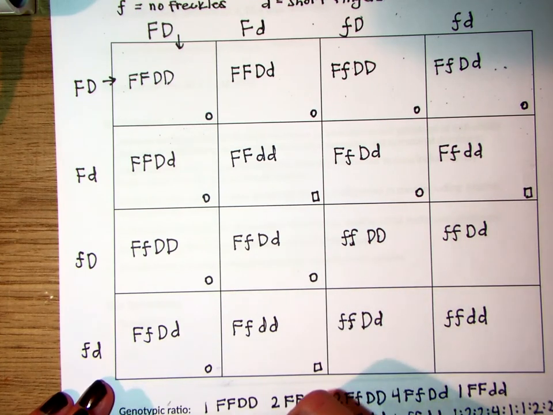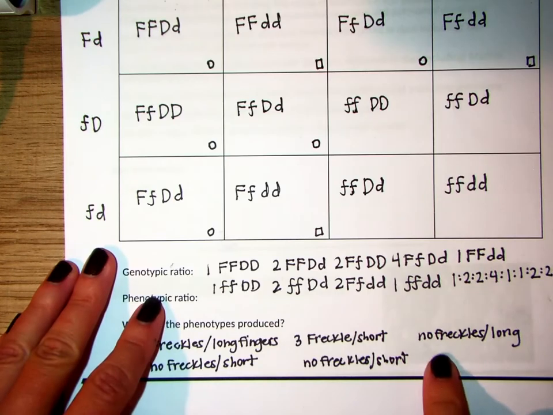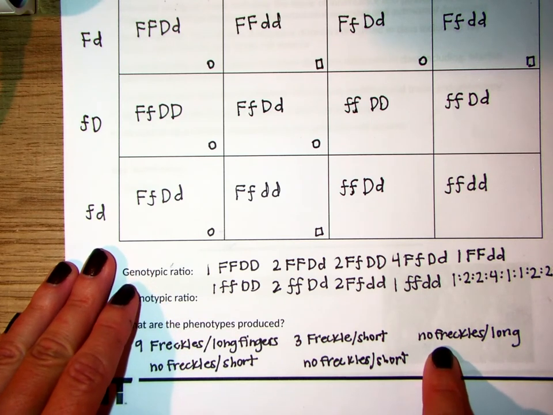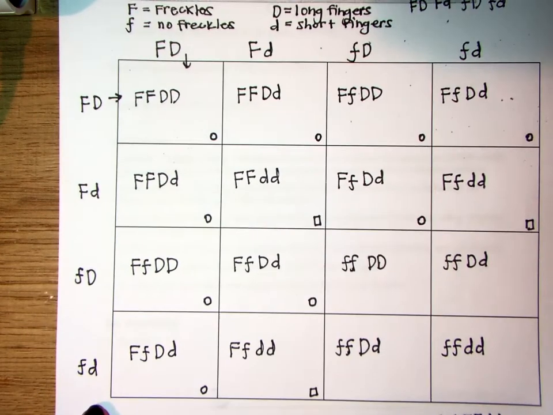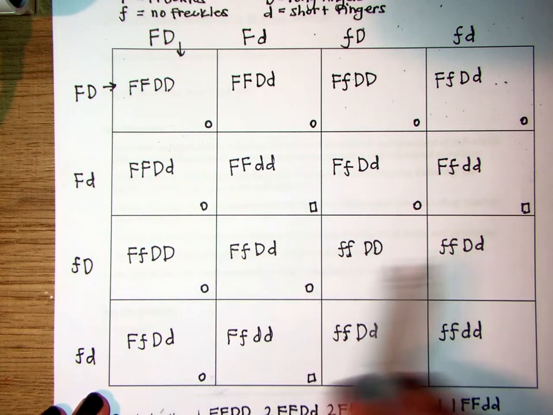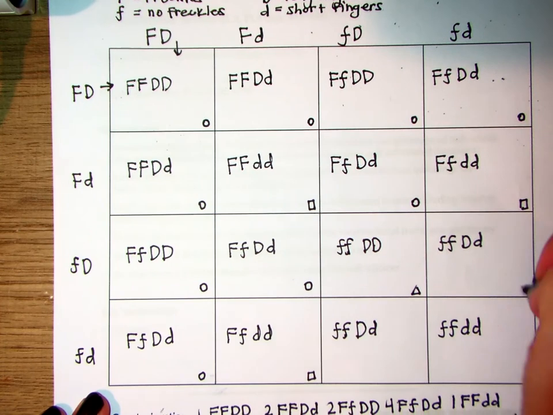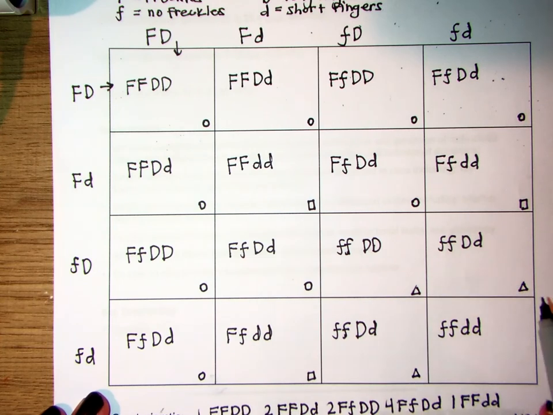And now let's look for no freckles and long fingers. So no freckles would need to be little f, and long fingers need at least one big D. So little f, where are you? This one would. Let's mark it with a triangle. That one would. And so would that one. So we count up our triangles. That's 1, 2, 3. Why did I do new? I did this one twice.